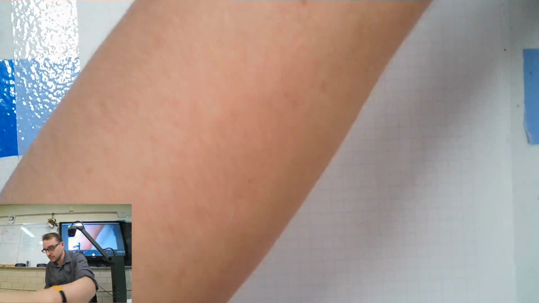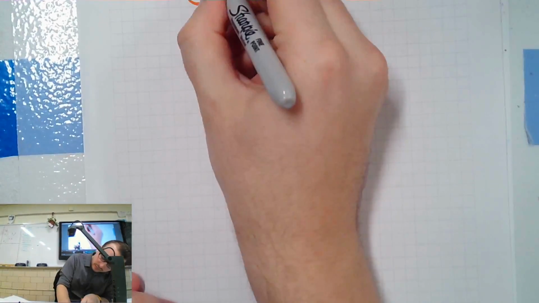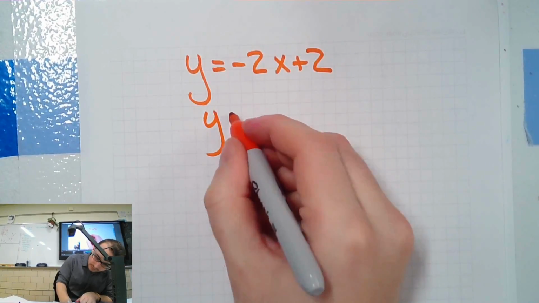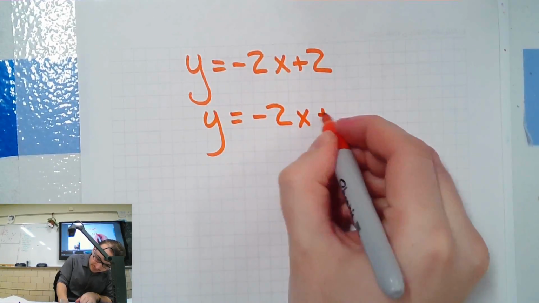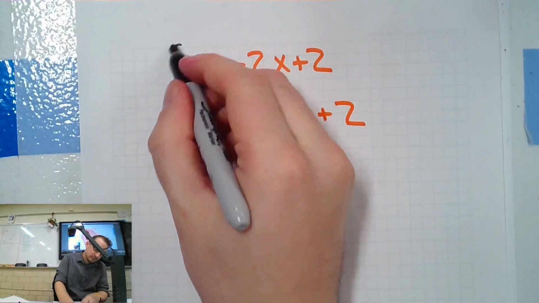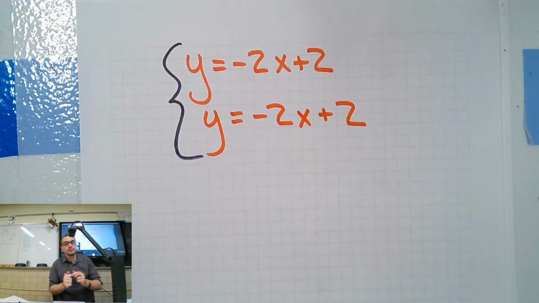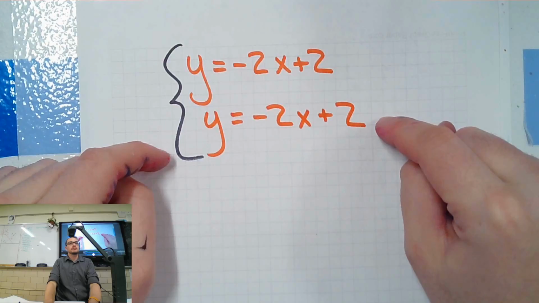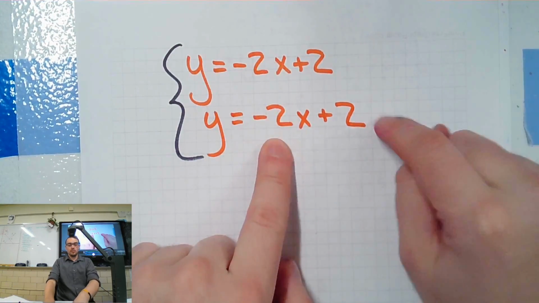So for instance, yes, I can scooch it. Only problem. What form are these in? Y equals mx plus b. Slope intercept, right? Slope intercept.